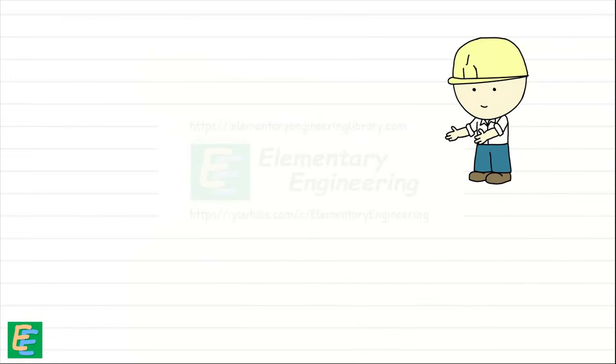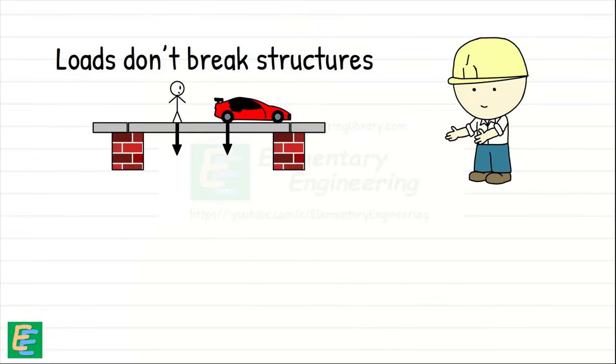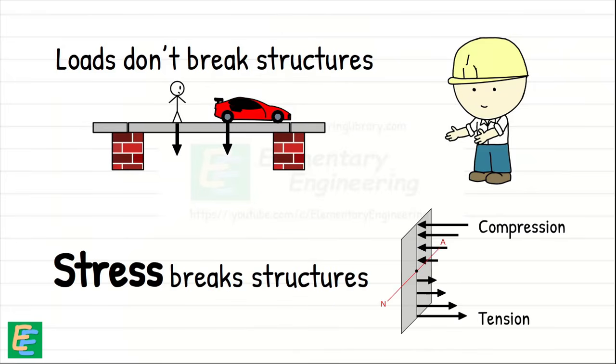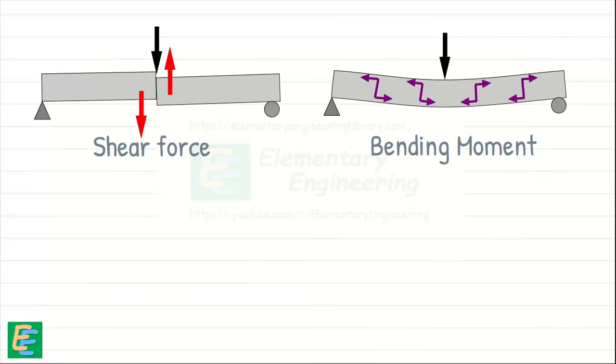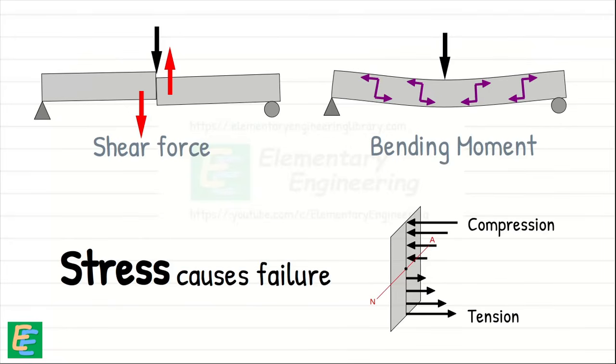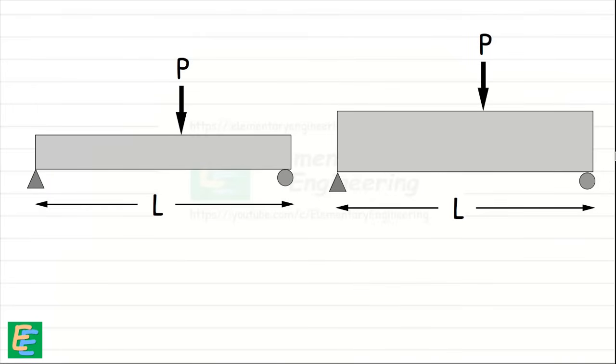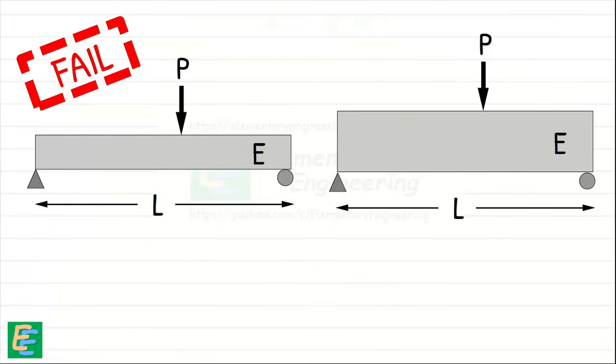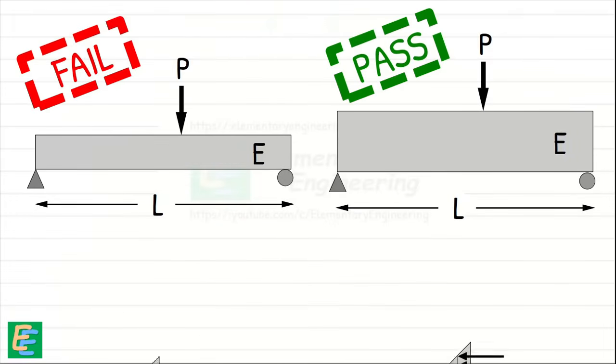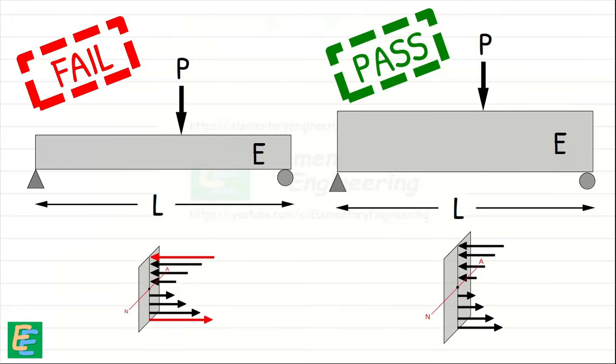So the important thing to remember is this: loads don't break structures. Stress breaks structures. Also, shear force and bending moment do not directly cause failure. Resulting stresses do. Two beams may have the same load, same span, and same material, and yet one may fail while the other remains safe because the stress inside them is different, and that stress distribution depends heavily on geometry.